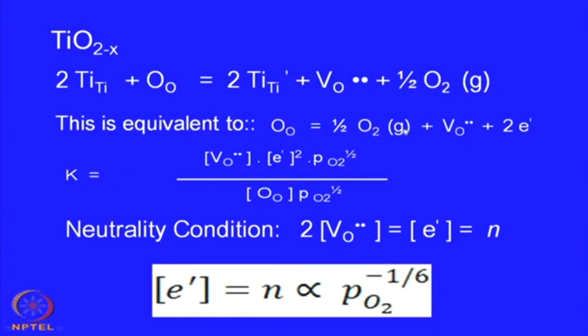only on the metal oxygen sublattice. This is the regular oxygen site, this is half O2 gas which is going out, and as a result you are creating oxygen vacancy, and for charge compensation you have to create 2 electrons, not holes this time. This time it will be 2 electrons, otherwise the relationship is exactly the same.